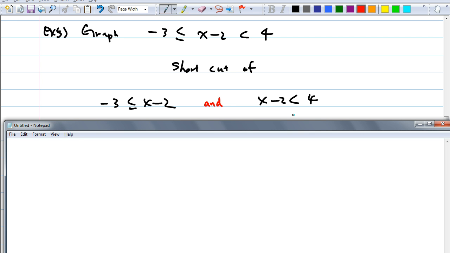Go ahead, everybody try. Remember I told you you have to kind of go backwards. From the shortcut, you have to be able to write these 2 inequalities separately, right? Okay, this is how you do that. Go ahead, everybody try. Tell me what you get.